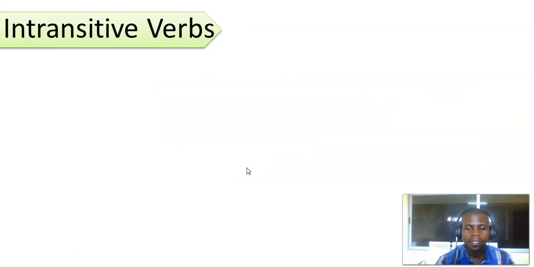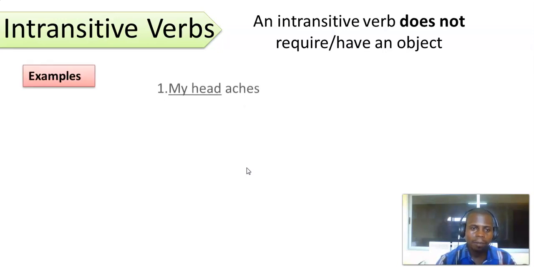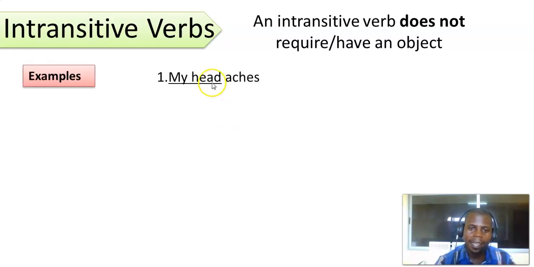Let's move ahead. The next thing is to check the meaning of intransitive verbs. An intransitive verb does not require an object, neither does it have an object. So you can say an intransitive verb is a verb that does not require or have an object. An example is: my head aches. My head is the subject of this sentence, and the action here is aches.